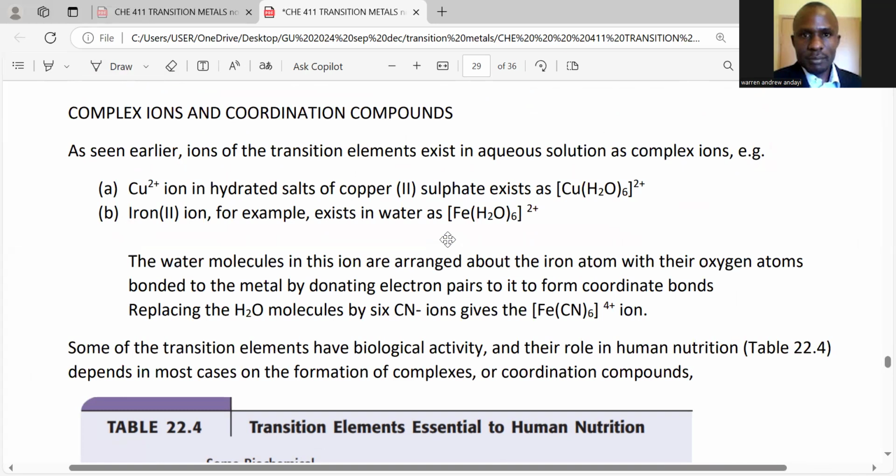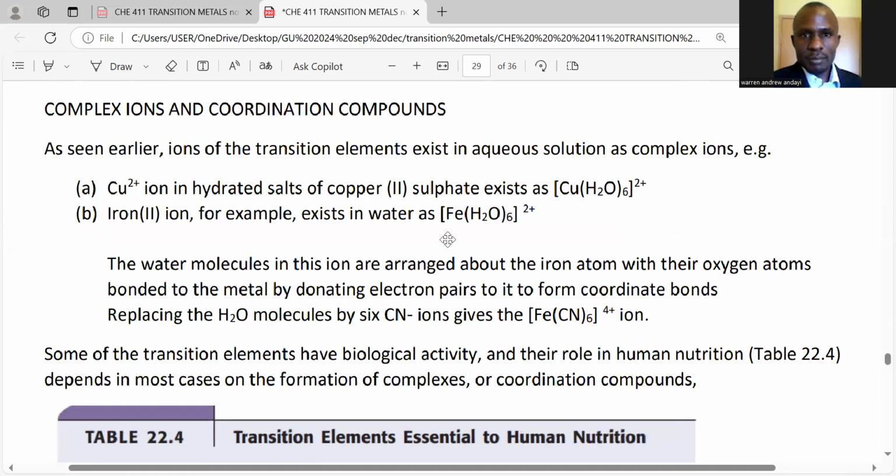So I may not teach you lots of transition metal chemistry, but we've selected those two as examples and we've studied them. Now I want us to look at complex ions and coordination compounds. As earlier seen, ions of transition elements exist in aqueous solution as complex ions.